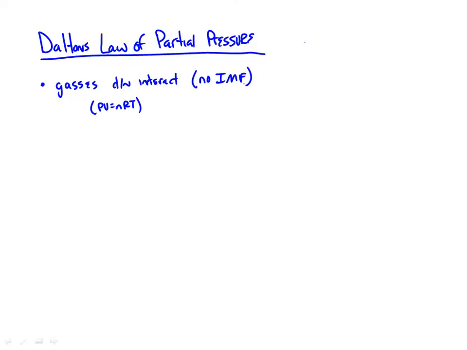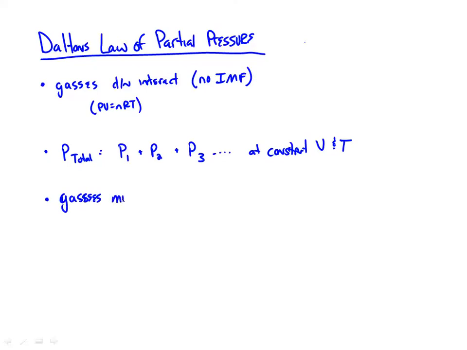And so, what this says is that in a pure mixture of gases, the total pressure is simply equal to the pressure of gas 1 plus the pressure of gas 2 plus the pressure of gas 3, at constant volume and temperature. So what this really implies is that gases mix perfectly. And so if we have a mixture of gases, then we can basically know everything about them and have everything be related to the amount of each gas in there.